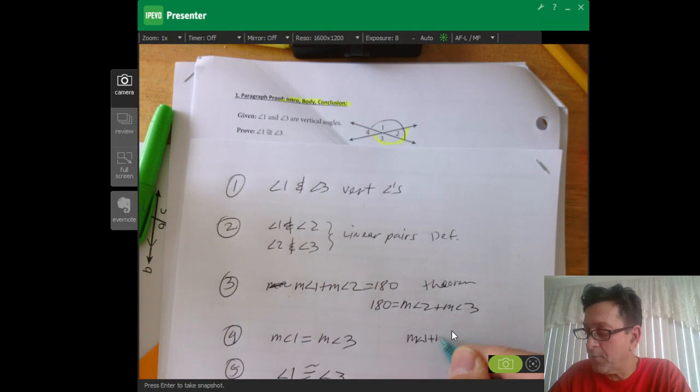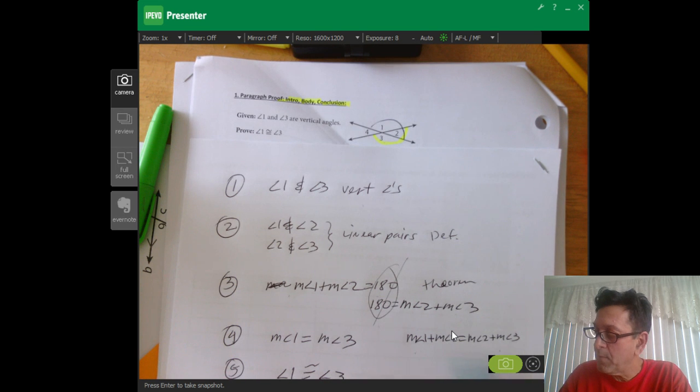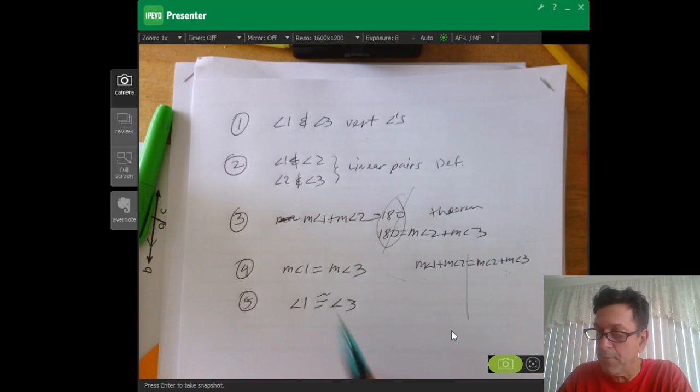We then took that and we wrote an equation. Measure angle 1 plus the measure angle 2 would be equal to, so we took this and put these together. We used substitution, and we wrote it out like this. And then solved that equation to get that answer right there, and that led us to this.